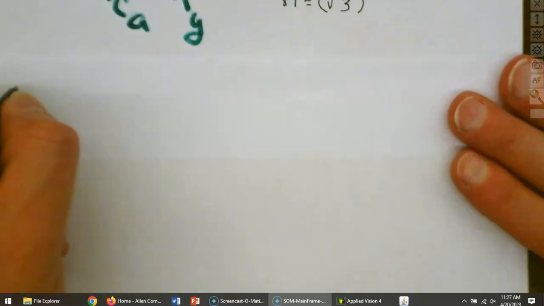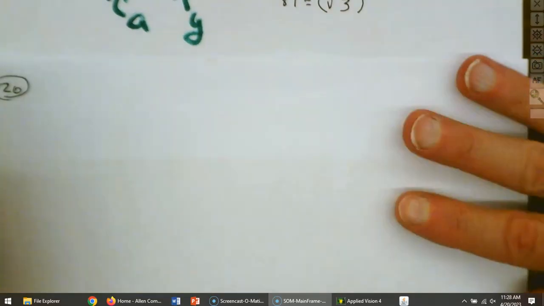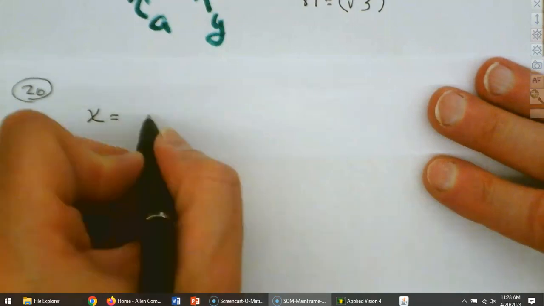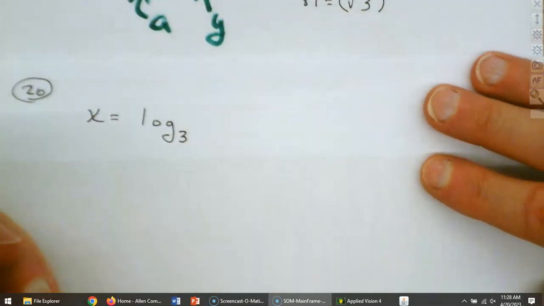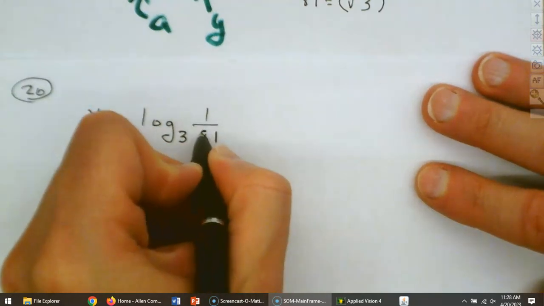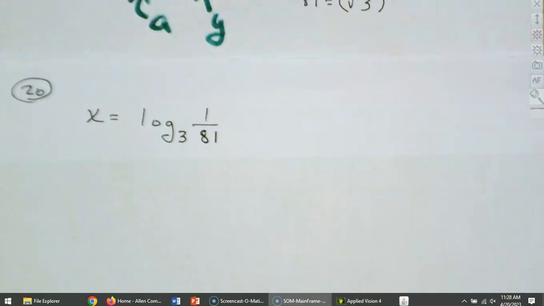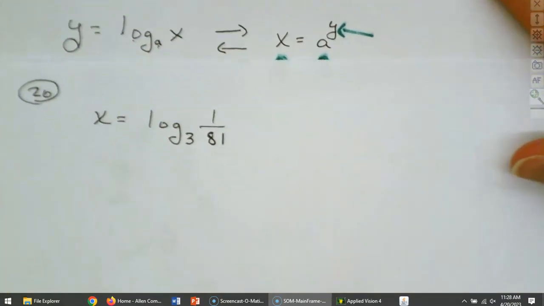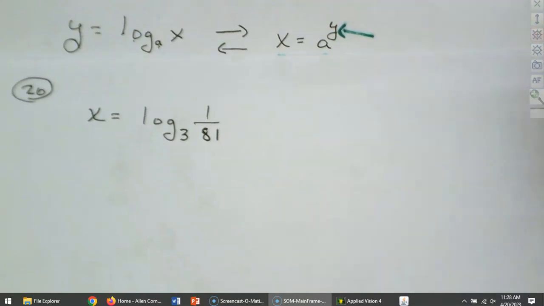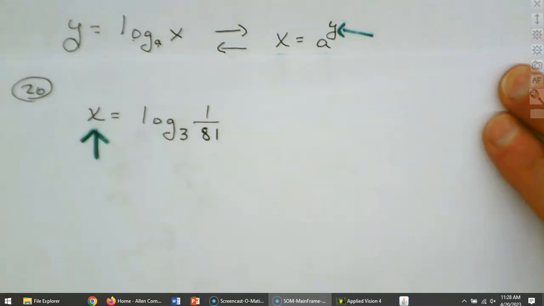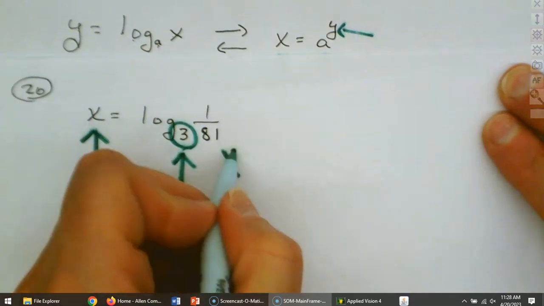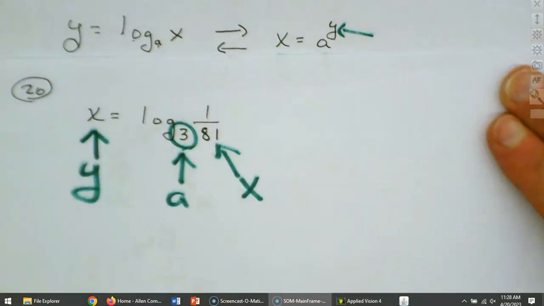So let's look at question 20. Question 20 is x equals log base 3 of 1 over 81. Okay, here's our formula. Here's our conversion formula. So let's get our pieces. That x, well, that is your y. This 3, that is your a. And the 1 over 81, that is your x.